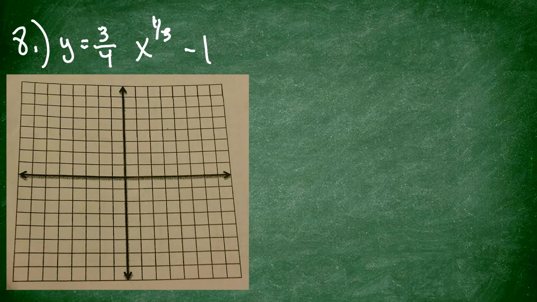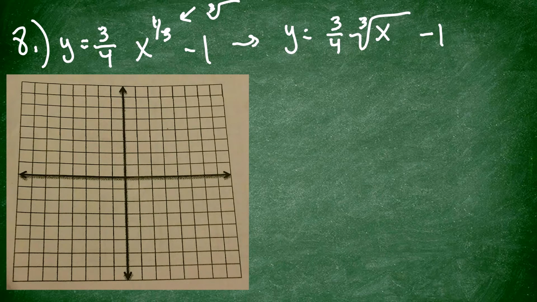Alright, number 8, we have y is equal to 3/4 x to the 1/3 minus 1. So right away you're going to want to rewrite it. Remember that 1/3 is a fancy way to say cube root. So I rewrite this as y equals 3/4 is outside because it's not in parentheses. So it's 3/4 times the cube root of x minus 1. So that means when I do my h and k, there's no h because there's nobody in the jail with x, so h is 0, k is negative 1, and you might want to find a to be 3/4.